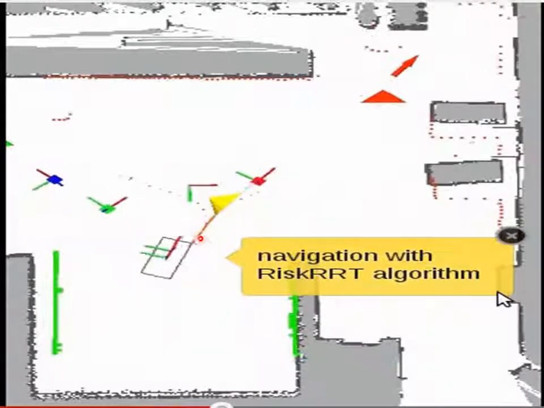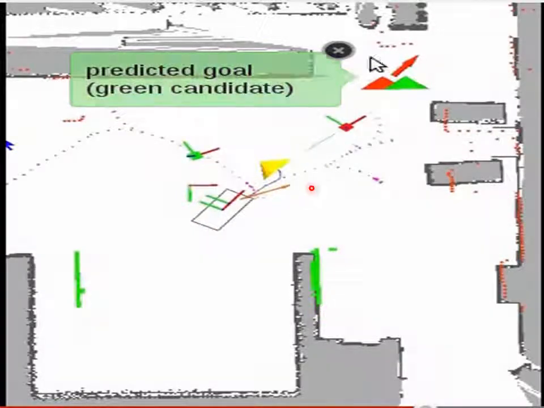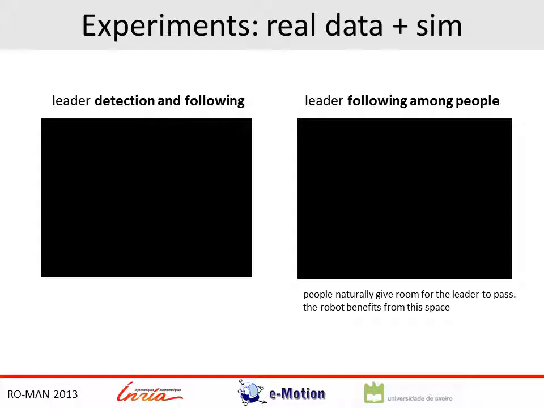The robot starts to move, following the path of this person, and at the same time you can see the small nodes that the risk-RRT continued to explore the environment. So the robot manages to successfully detect and follow a leader that's going to the same position as intended by the robot. In the second experiment, there's only 1 leader candidate in front of the robot.